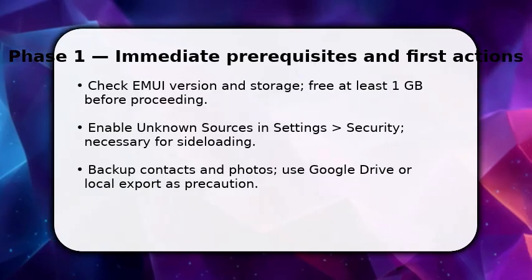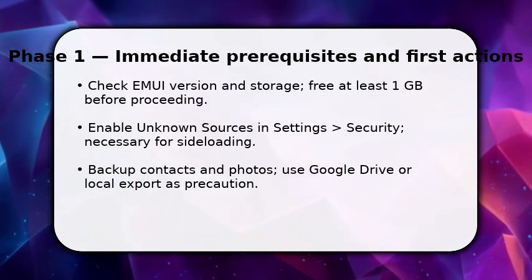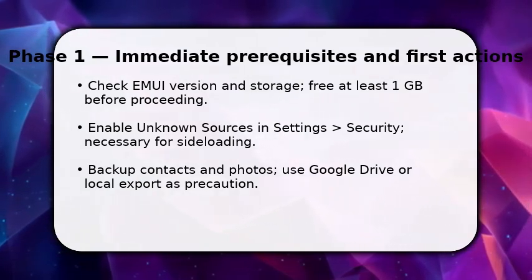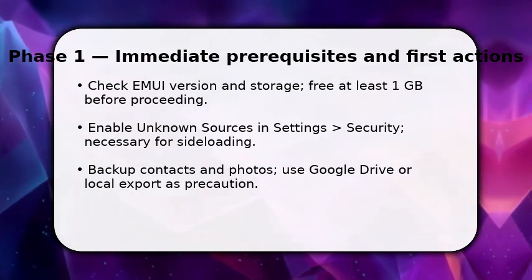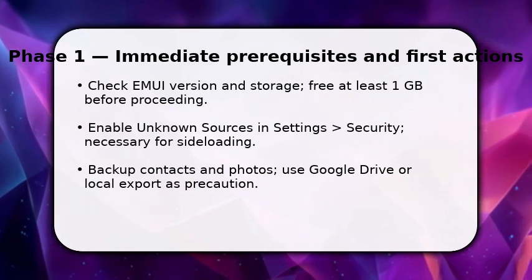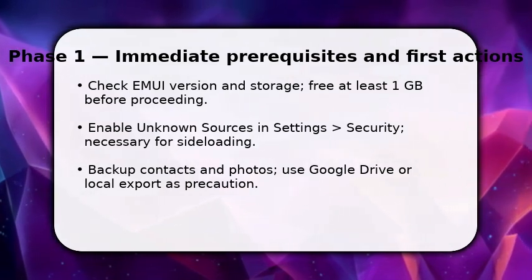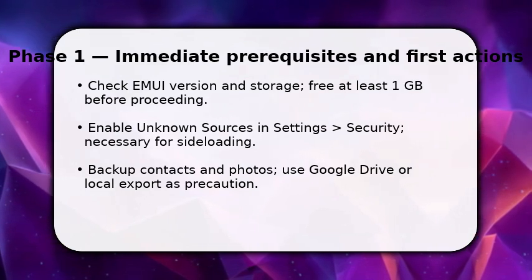You start by confirming device basics, MIUI version, available storage, and a full backup. This prevents data loss when altering system apps. Once done, enable unknown sources so APK sideloading works. This is required for installing Google components.